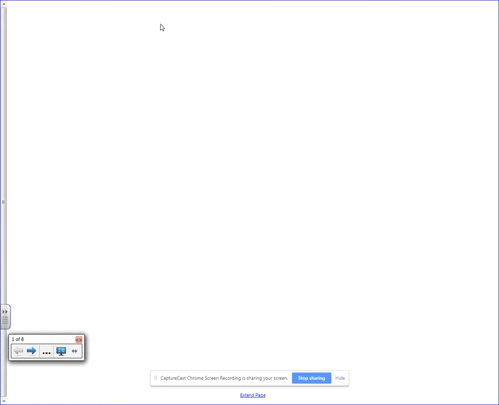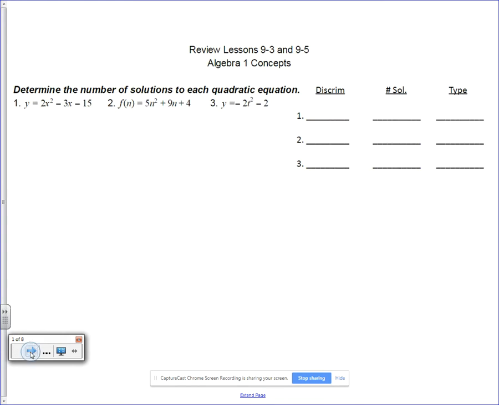All right, so we're going to start at the top. And it says, determine the number of solutions to each quadratic equation. What part of the quadratic equation do I have to calculate in order to tell me exactly how many solutions there are? Under the square root. And what is that called? The discriminant. So we're going to find the discriminant.